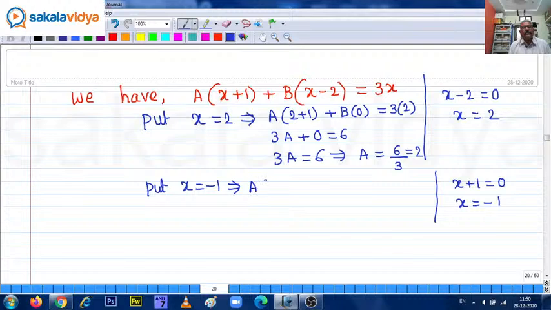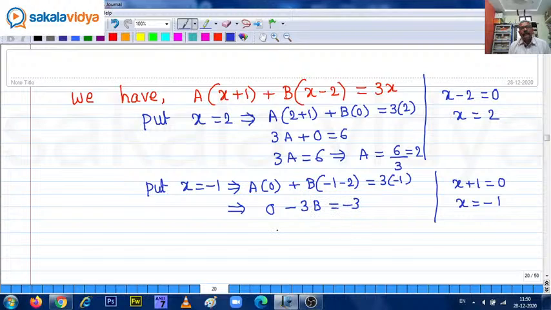a times 0 plus b times (negative 1 minus 2) equals 3 times negative 1. So a into 0 is 0, plus negative 3b equals negative 3. So negative 3b equals negative 3. Therefore b is equal to negative 3 by negative 3, whose value is 1. Now we know a value and b value. Now partial fractions we have to write.